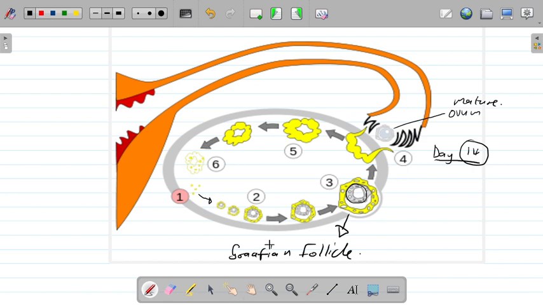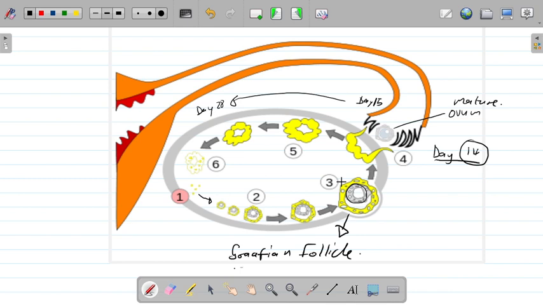Great. Now, from day 14 up until day 28, between, let's say, this one is day 15, and then up until day 28, a sequence of events will follow. Now, after the follicle ruptures, it is no longer the follicle. It is now known as the corpus luteum.